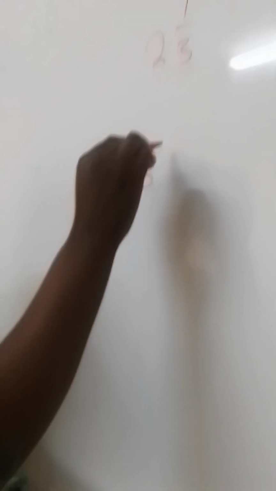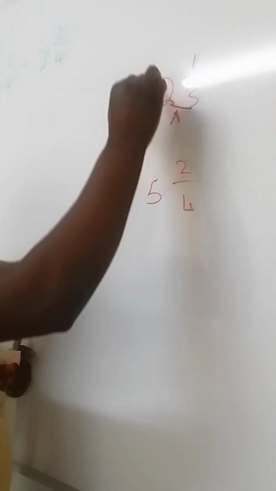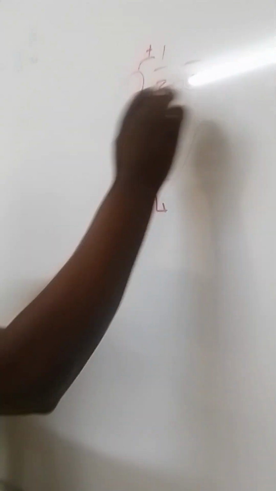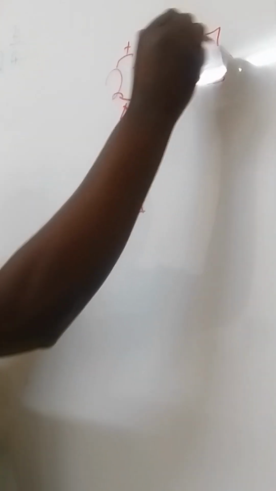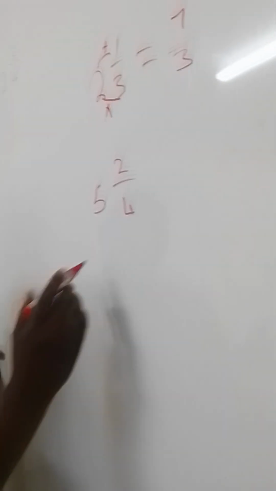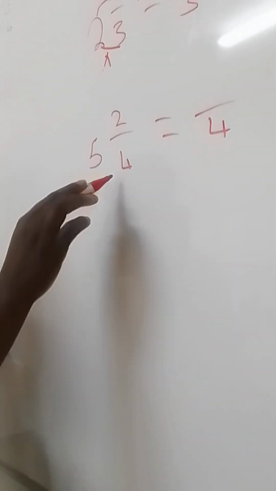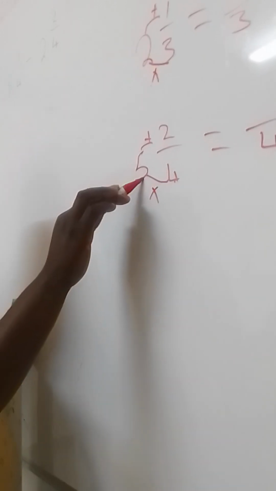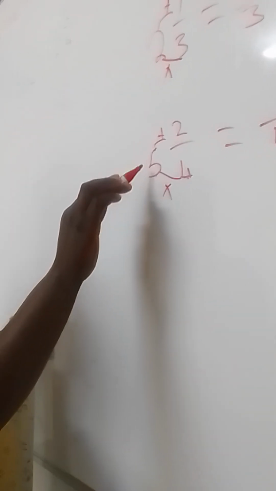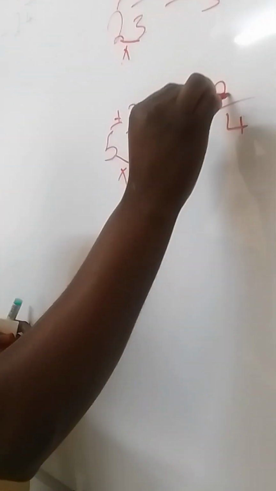We are given 2 and 1/3, and we are given 5 and 2/4. Let's convert this. If you want to convert a mixed number, you say the denominator times the whole number, then you add the numerator. Your denominator will come back as it is, and then you calculate your numerator. You say 3 times 2, it's 6, plus 1, it's 7. So mixed number to improper fraction. Again, your denominator will come back as it is. Denominator times the whole number plus the numerator. 4 times 5 is 20, and then 20 plus 2, and you get 22.